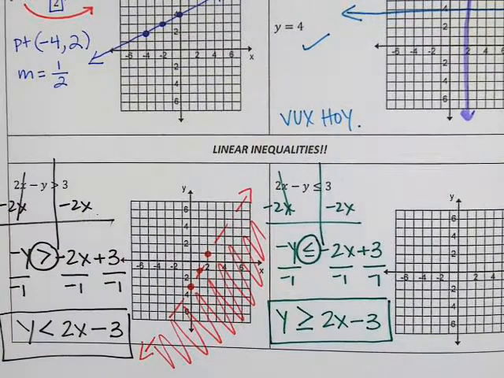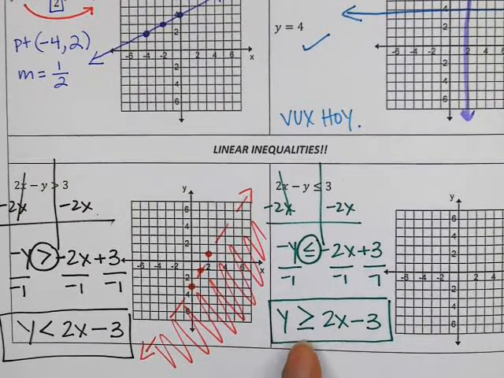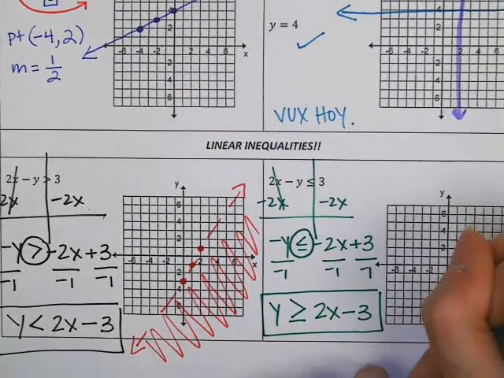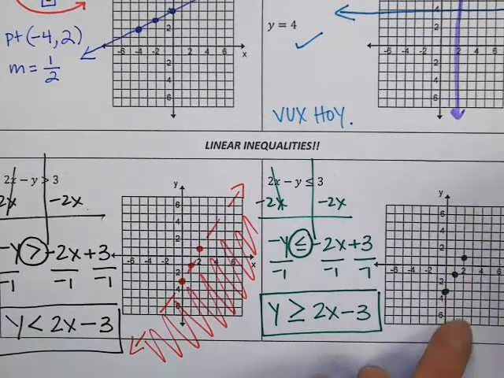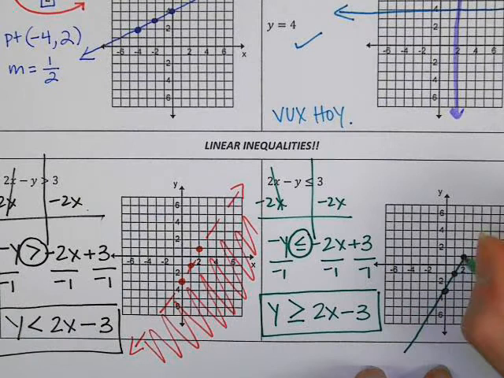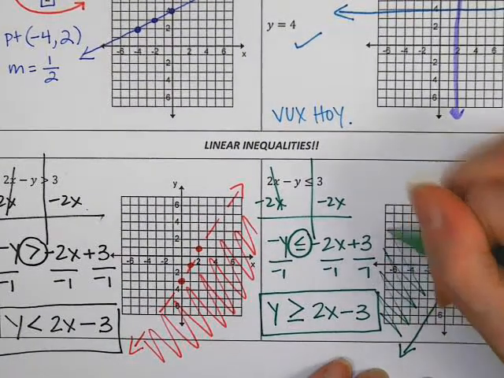So same line, except this time we want to shade greater than or equal to. So start at negative 3, slope of 2 over 1, but this time we get to make it solid, and greater than means above.